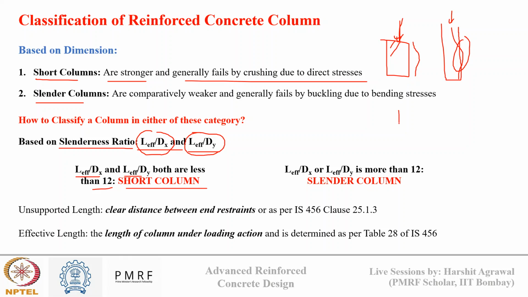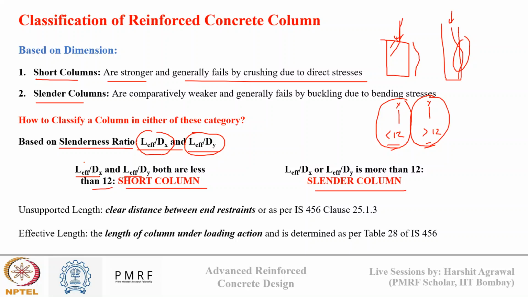Suppose along the x-axis the ratio is less than 12, and along the y direction the ratio is greater than 12. Then we will design the column along the x direction as a short column, and along the y direction we will design the column as a slender column. For both of these, the design approach is different, so that's why we need this classification.